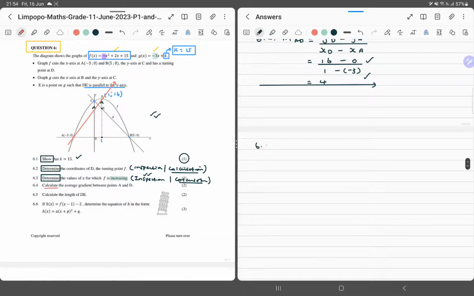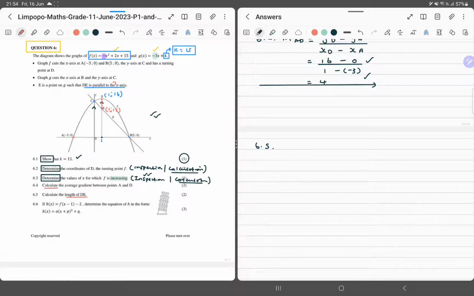Let's do 6.5. 6.5 says calculate the length of DE. This one was a means to an end, so it must go, because it's going to cause us problems. Now we want to work out DE, but we saw that it is a vertical line, and this line lies on the graph of g. So essentially we need to find the coordinates of E. The x is already 1. If we substitute 1 in there, that is basically 15, so minus 3 plus 15 is 12.